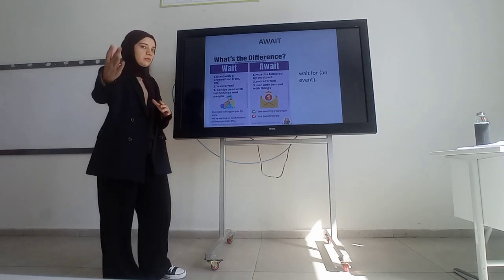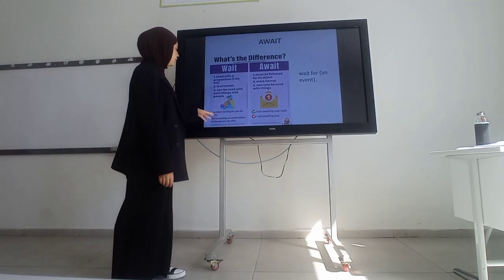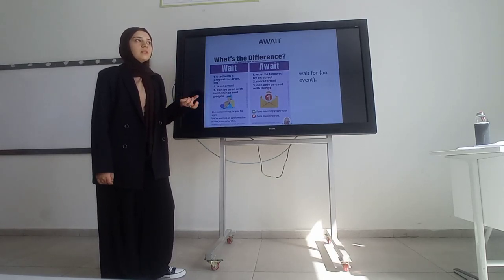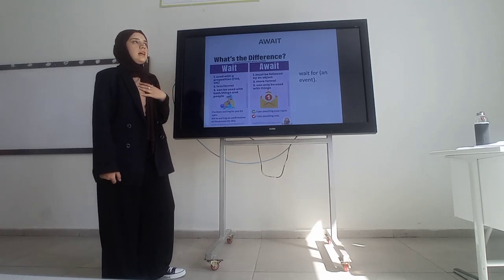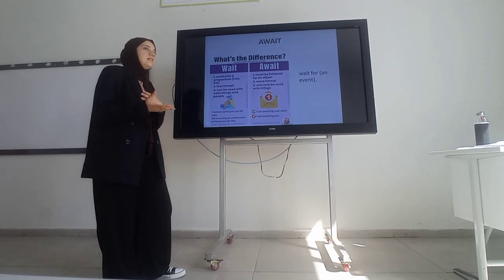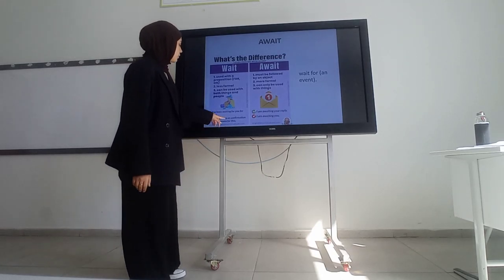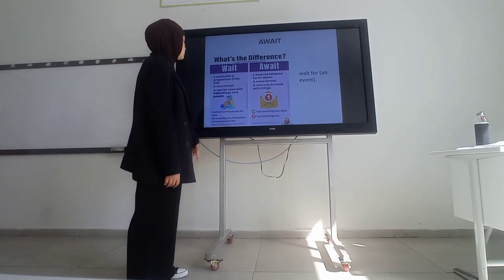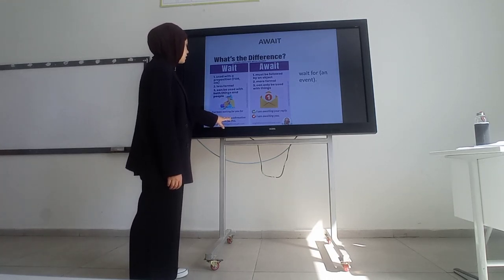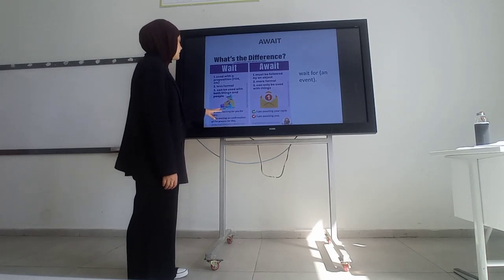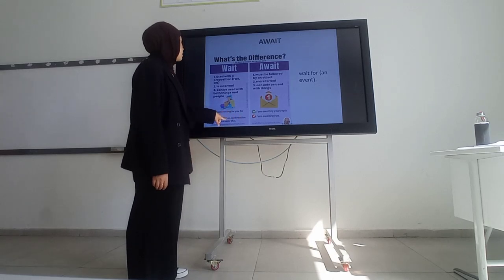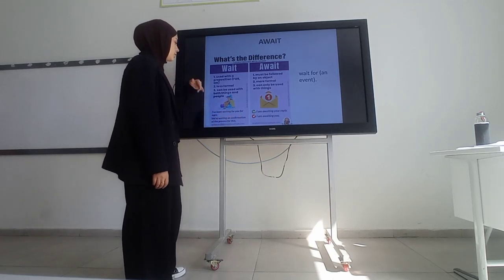Let's look at the examples and we will understand. I've been waiting for you for ages. You cannot await someone for ages. We are waiting on confirmation of the process for this. As you can see here, we are using on and for, and we see people and things after the wait.